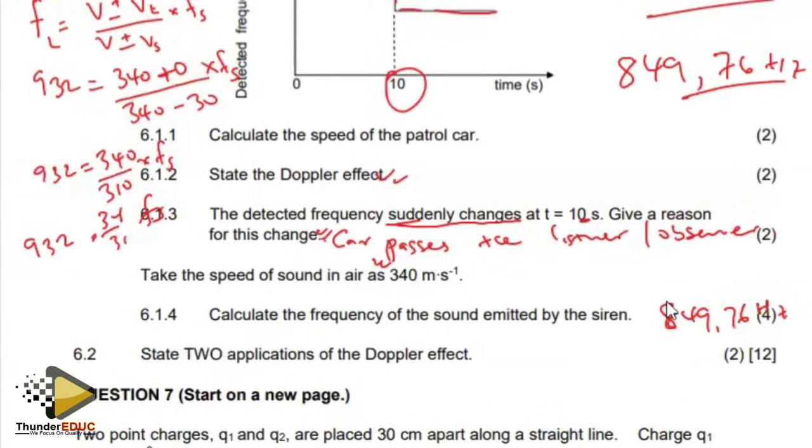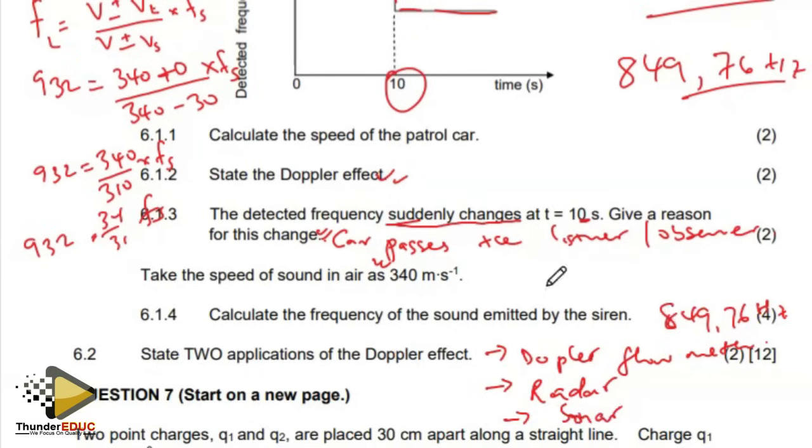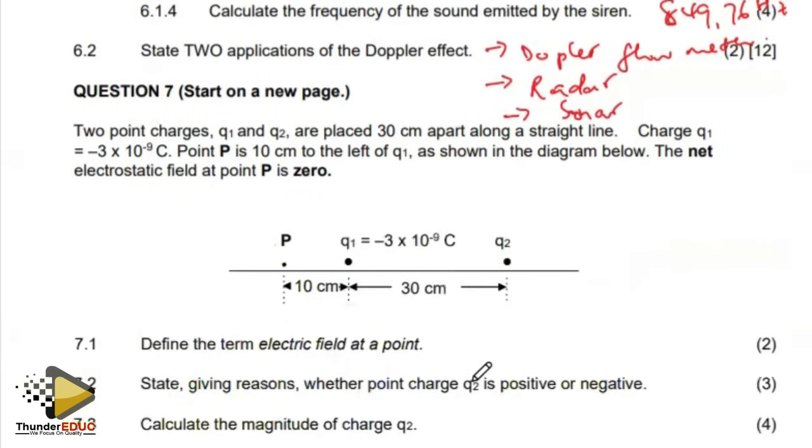Okay, state two applications of Doppler effect. Remember, we said it can be used in the Doppler flow meter. Okay, that meter that is used to measure the heartbeats of the fetuses and all of that. And then we also said they can be used in the speed radars to detect those speed cameras and things, okay. And then we could also look at the sonar, okay. And then also to detect the moving stars and all of that. So all those are applications of Doppler effect.